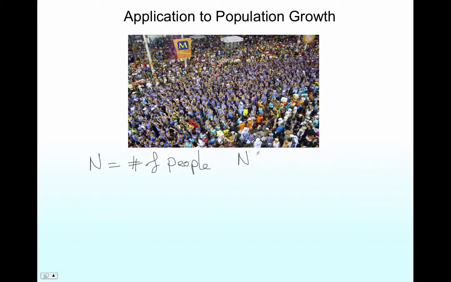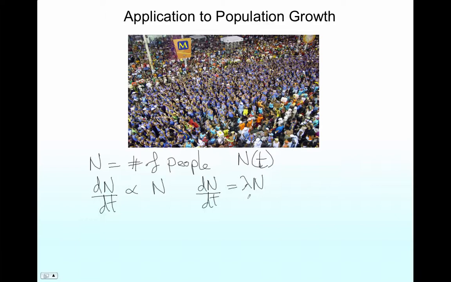And of course, n changes with time. It's a function of time. The rate at which the population is increasing depends upon the number of people who are actually living at that particular time. So dn by dt is proportional to n. If we want to convert this into an equality, then dn by dt becomes some constant times n. That constant we're going to call lambda.